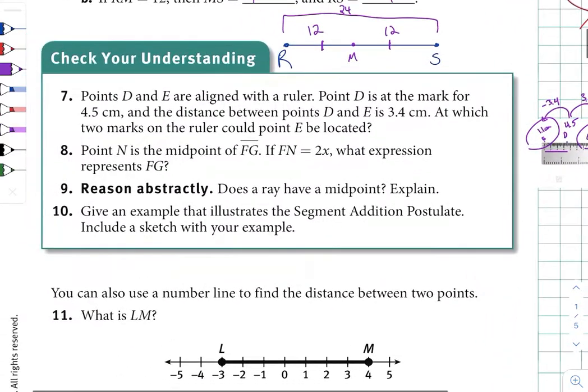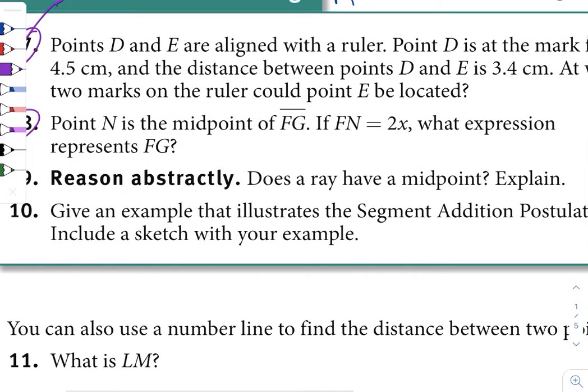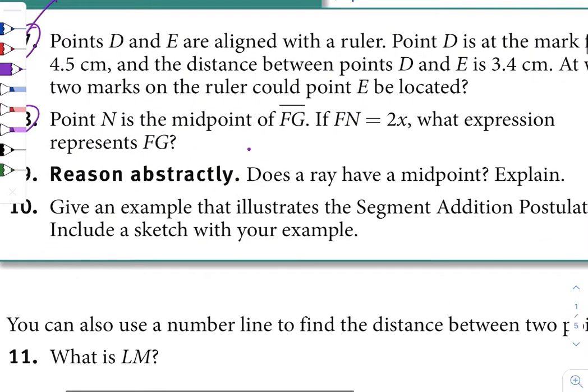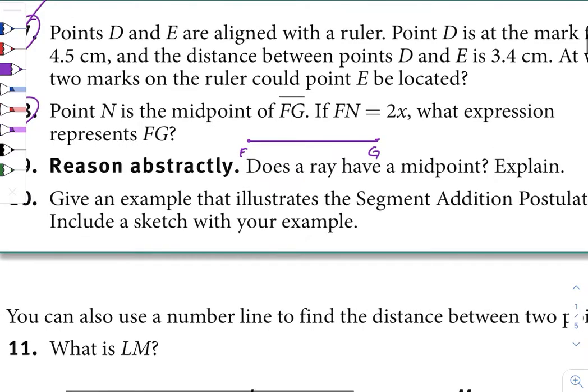All right, point N is the midpoint of FG. We're looking at number 8 now. That was number 7. We're looking at number 8. So we did this one. Point N is the midpoint of FG. So again, I like to draw things out. I don't give you too much room here. That's okay. FG, so I label that segment as F and G, and then the midpoint is N.